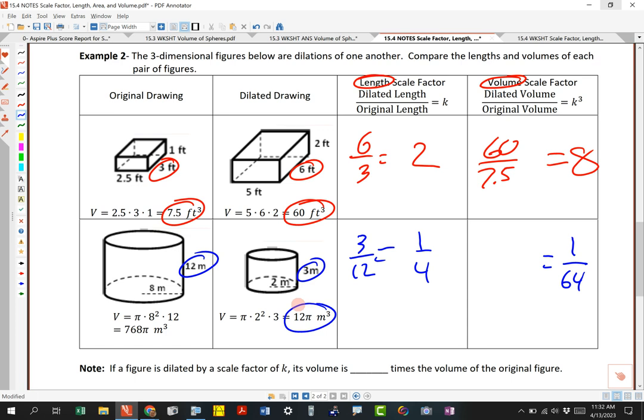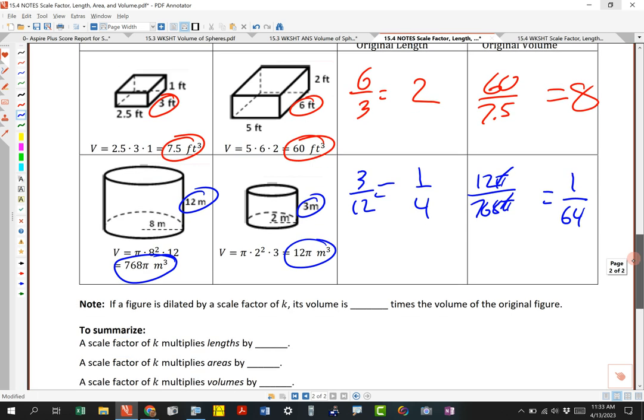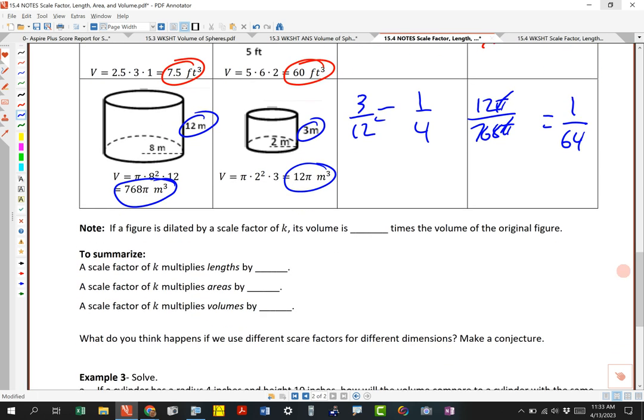So we're going to take the new one, which is 12 pi, divided by the old one, which is 768 pi. And we're going to throw that into our calculator and rely on that to change that into a 64th. Decimal-wise, it's at 0.0156. Okay. Is that 1/64th? Yes. Okay. All right. Perfect. So, Mason, are you right? Probably. What goes right here then?